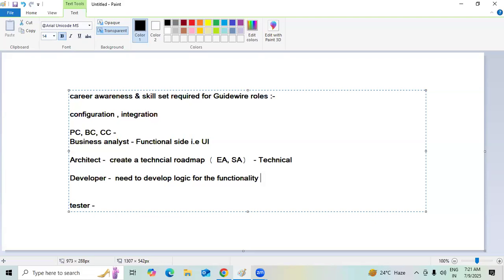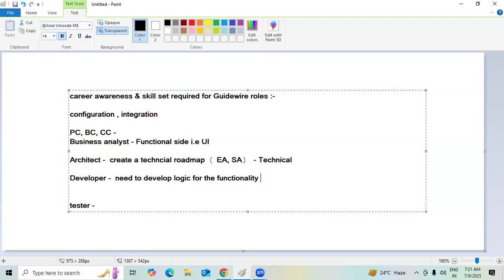Developer is a technical role where you need to have knowledge of the developer studio, either PC, BC, or CC, anyone. Because developer studio knowledge is required. Some companies may ask for knowledge of only configuration, some will ask for integration, some ask for both, right? That's a different story. So technical knowledge.